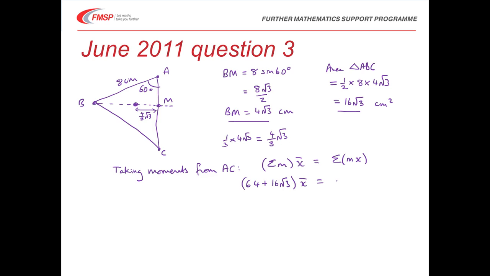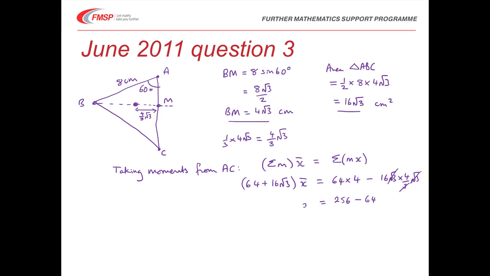And that times x bar will be equal to the two separate pieces: the mass 64, represented by the area of the square, multiplied by its distance 4 centimetres to the right of AC, and then for the second piece the area is 16 root 3 and the distance we've decided is 4/3 root 3, but as that's to the left of the line AC I need a negative sign in there. So that's minus 4/3 root 3. On the right this is going to work out quite nicely. 64 times 4 is 256, but I have 16 root 3 and another root 3, so there's root 3 times root 3, which will make 3, divided by 3, so that all cancels, giving me 16 times 4, which is 64.